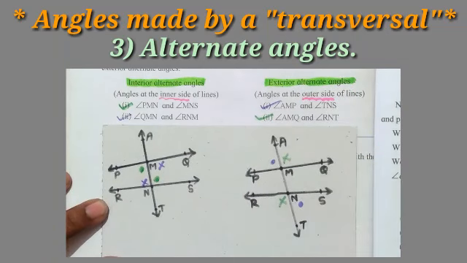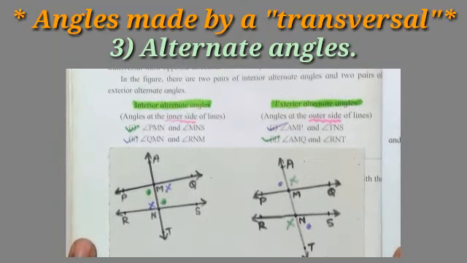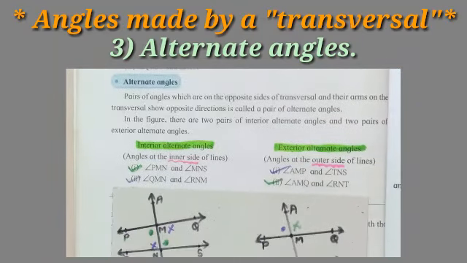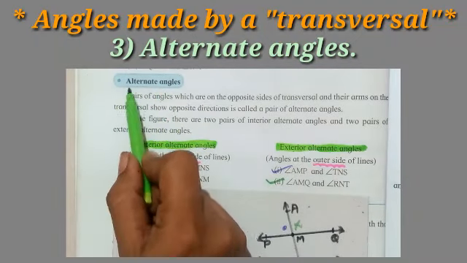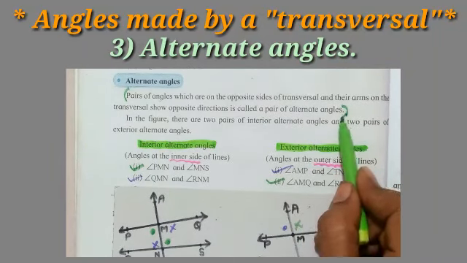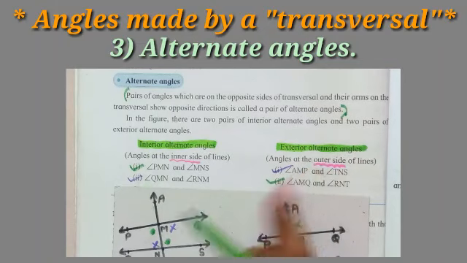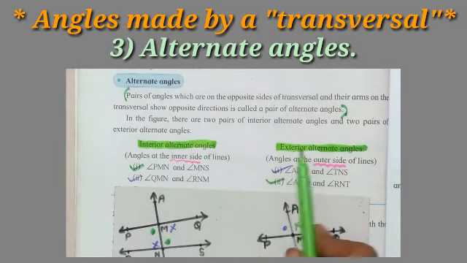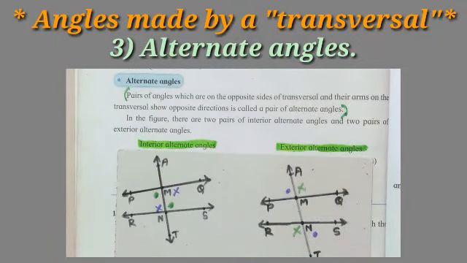Is it clear to everyone? If you want, you can take the screenshot and write this in your classwork notebook. Again, you have to write the title, that is alternate angles, then this definition from the textbook page number 8, then write two types of the alternate angles, that is interior alternate angle and exterior alternate angle, their examples and figure.